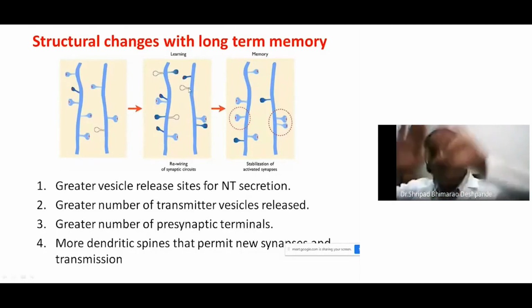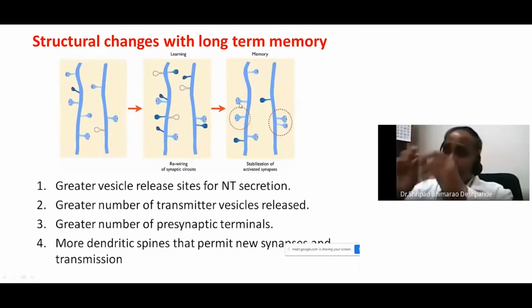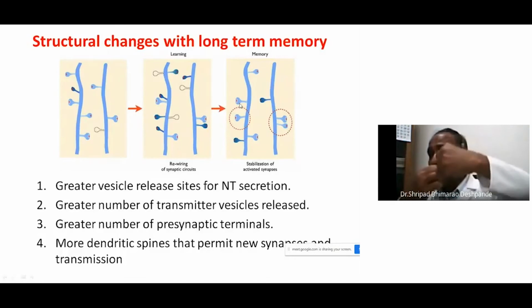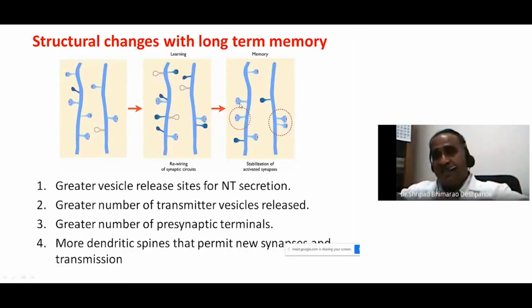They increase the dendritic arborizations, and these are called dendritic spines. The dendritic spines make contact with another synaptic button there. So more synapses are formed. So long-term potentiation tries to bring in changes in the neuron.